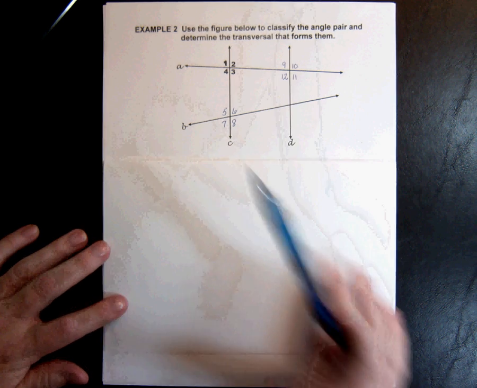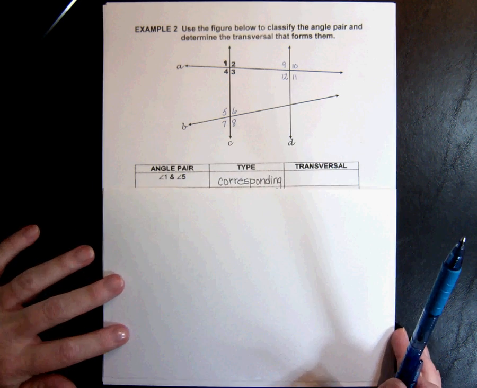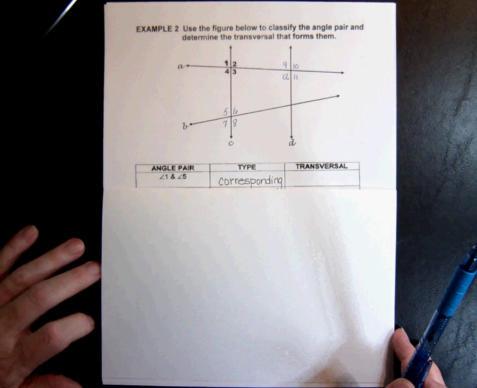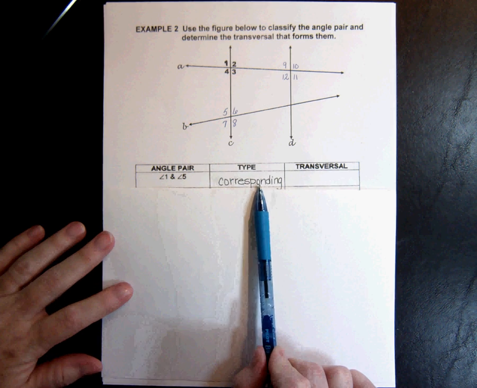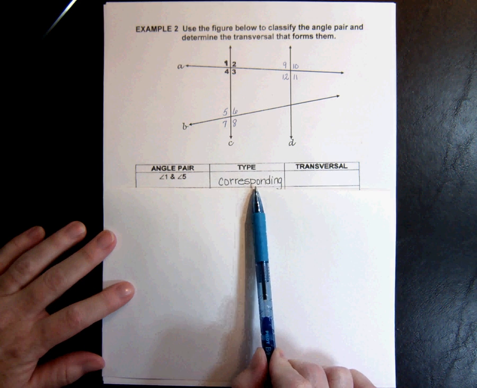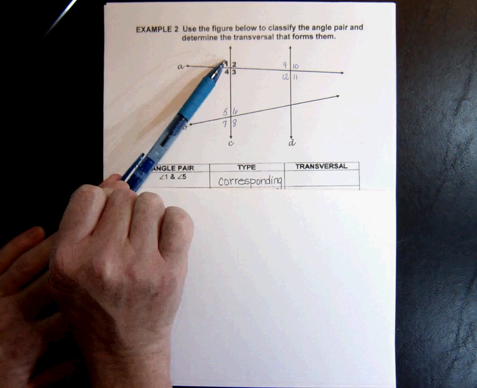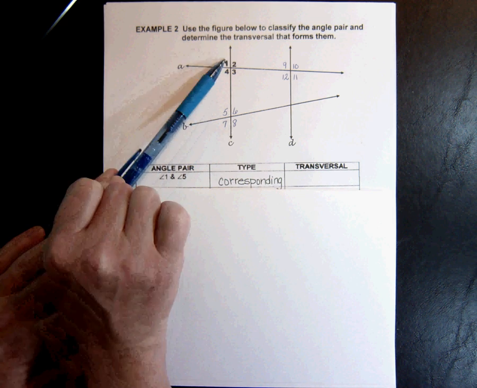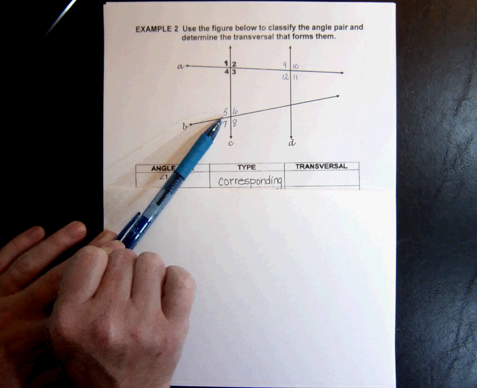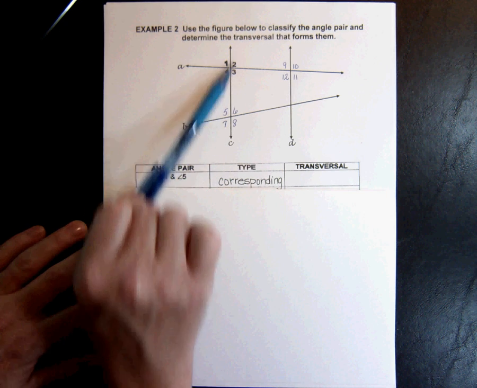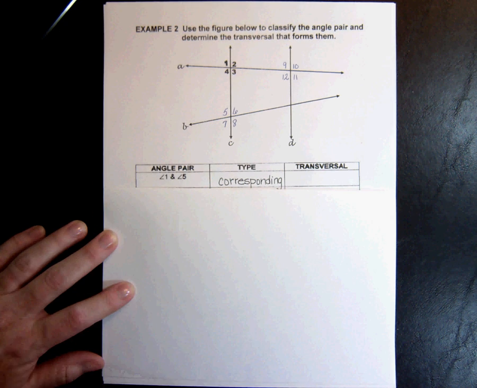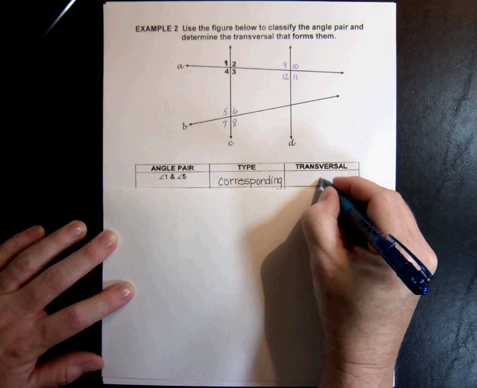So let's look at the different angle pairs. I left some blanks on your notes, topic pages, so we're going to fill them in. The first one, the corresponding ones, I filled in for you. 1 and 5. 1 and 5 are on the same side of the transversal. Which transversal denotes that correspondence? That would be transversal C.